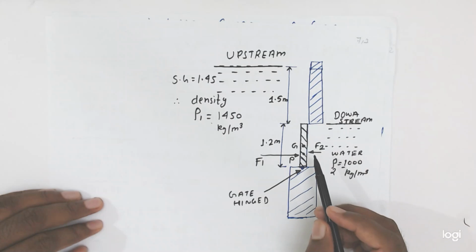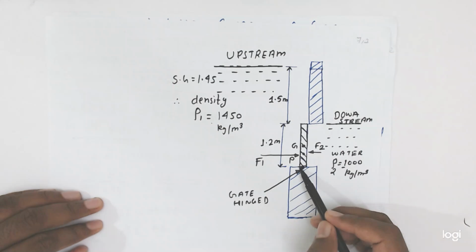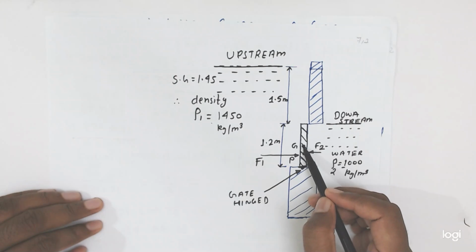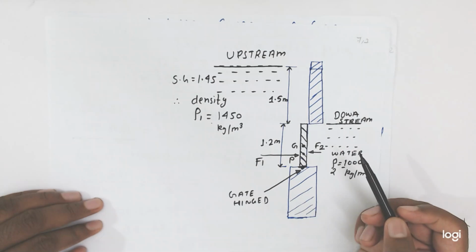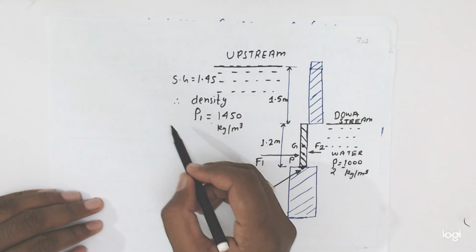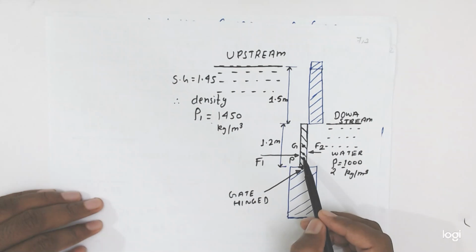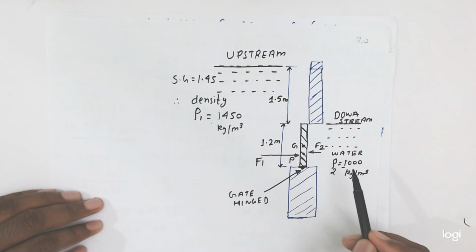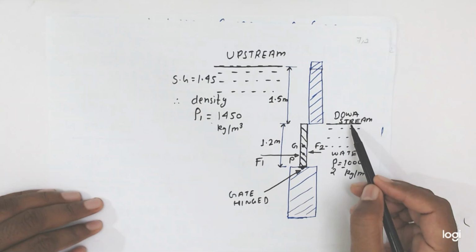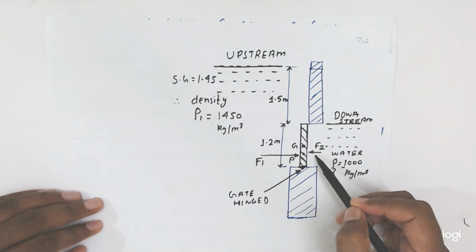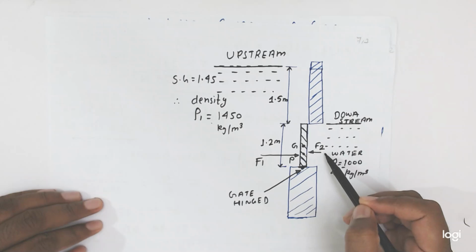Okay friends, gate is hinged at bottom, so this is the bottom point and gate is hinged at this point. Now clear, this G is the center point of the gate. Because of this liquid, one force will work at the gate and this force is F1, and because of the downstream liquid also one force will work on the gate and it is equal to F2.